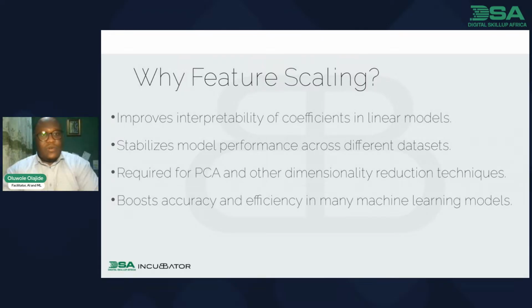Thank you. All right, let's go on. Then you need scaling for PCA and other dimensionality reduction methods. Let me pause so that whoever is having an issue, we sort that out and we quickly go on to what we need to do.